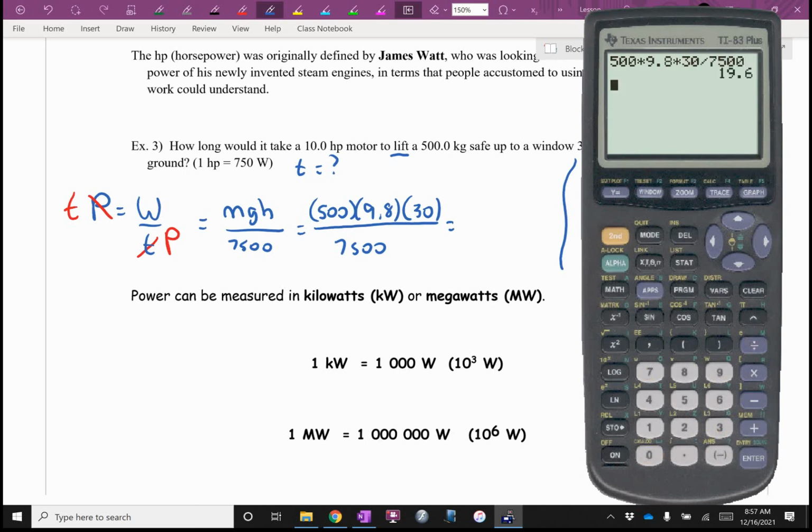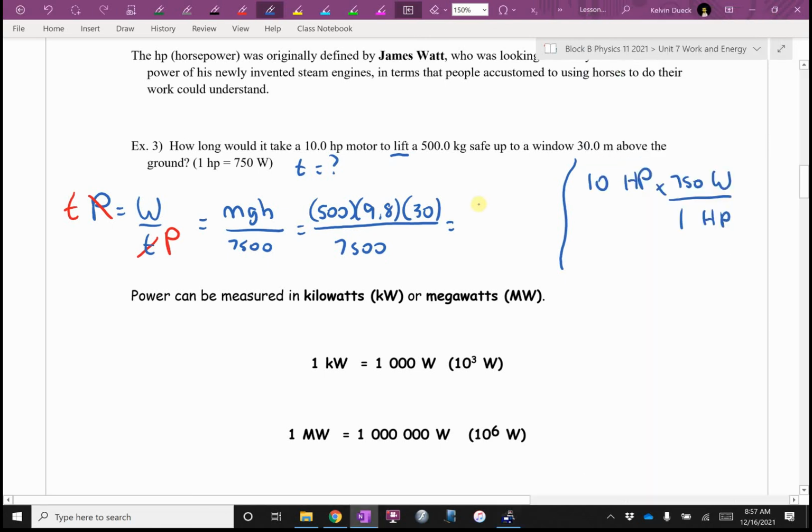Do you get 19.6 units? Someone said watts, really? Time, seconds. What if you need the job done faster? You have to get a bigger motor. It's impossible to do the job faster.